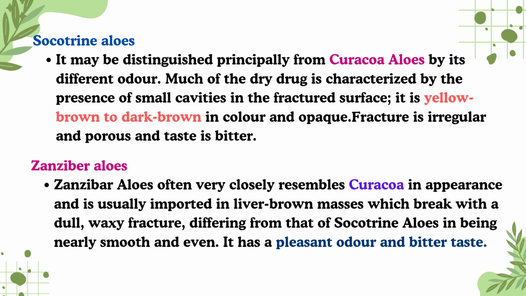Zanzibar aloes. Zanzibar aloes often very closely resembles Curacoa in appearance and is usually imported in liver-brown masses which break with a dull, waxy fracture, differing from that of Socotrine aloes in being nearly smooth and even. It has a pleasant odor and bitter taste.